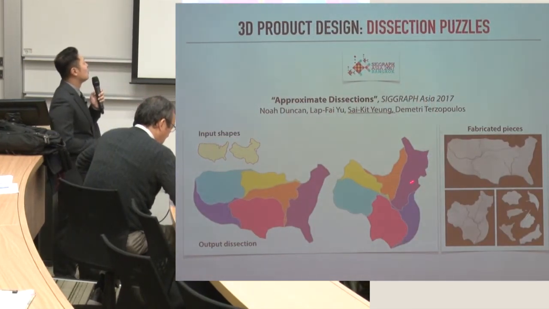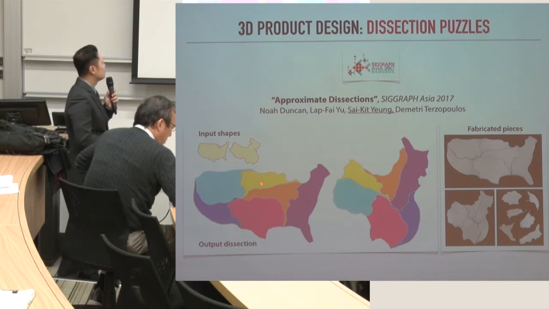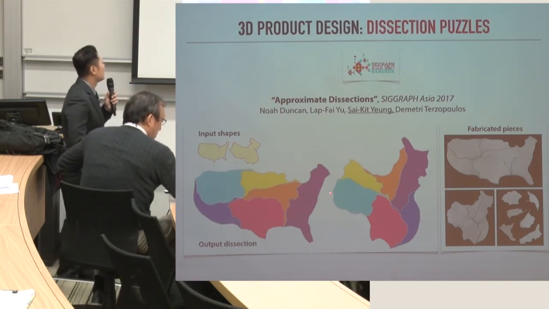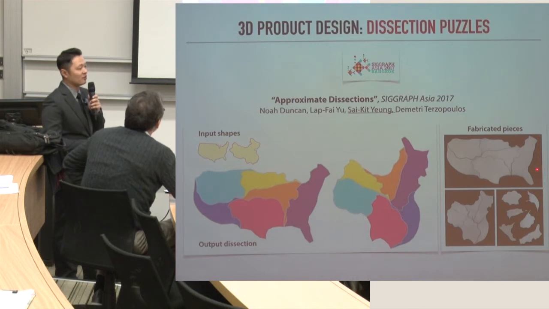Recently, we also proposed other computational design approaches to solve some challenging design problems. For example, create dissections between 2 different shapes. So we change the input shapes and also the puzzle parts so that they can be interchangeable from different shapes.